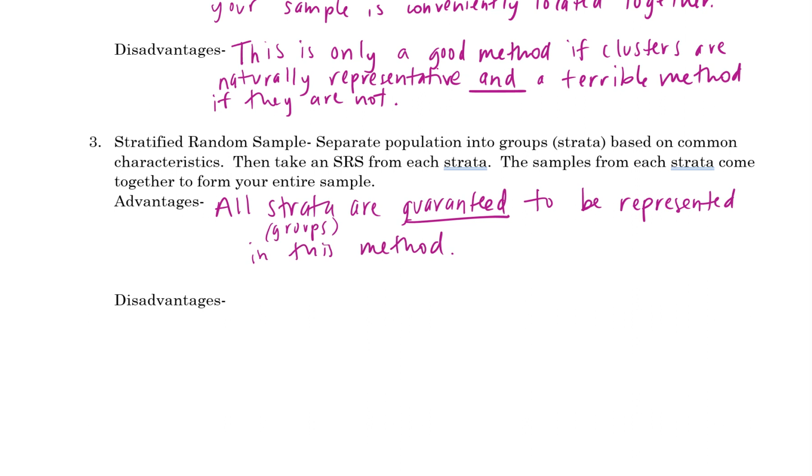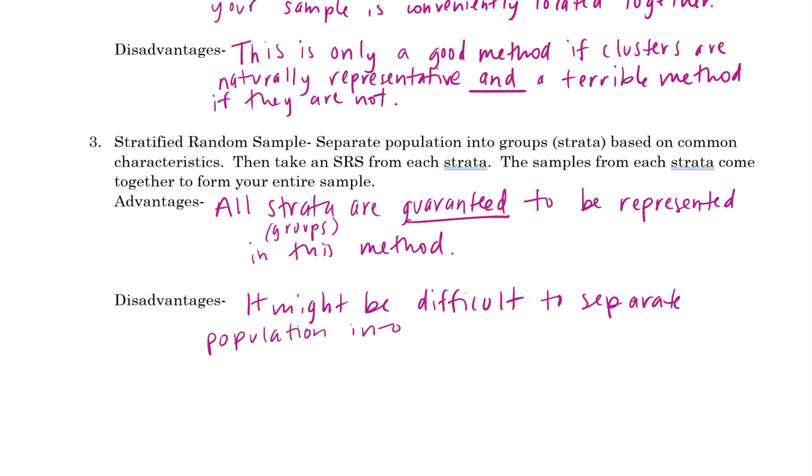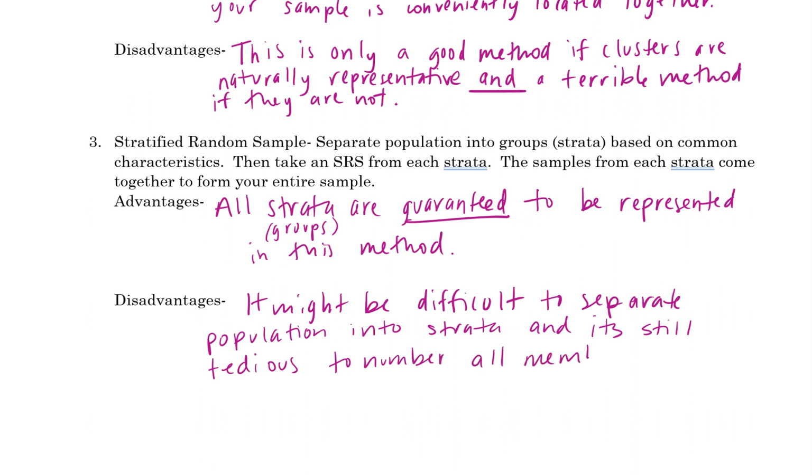Now, of course, it depends on how you split up your groups, but if you split them up pretty detailedly, if you will, then you are going to get a very representative sample. Disadvantages, it might be kind of difficult to separate the population based on strata, and still kind of tedious to number each of the people or things in that strata. So it might be difficult to separate the population into strata, and it's still tedious to number all members of each strata, which you would have to do.